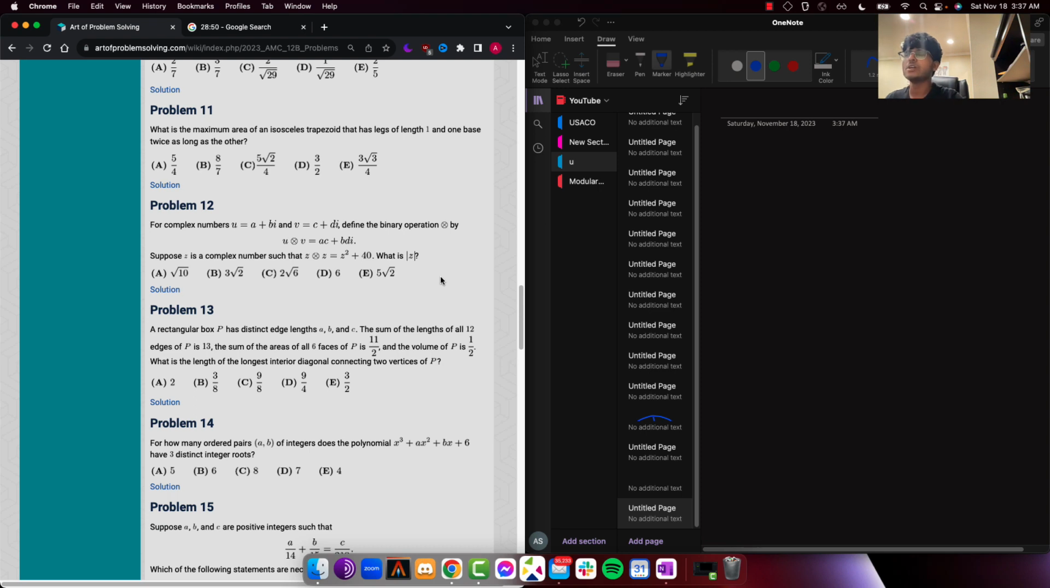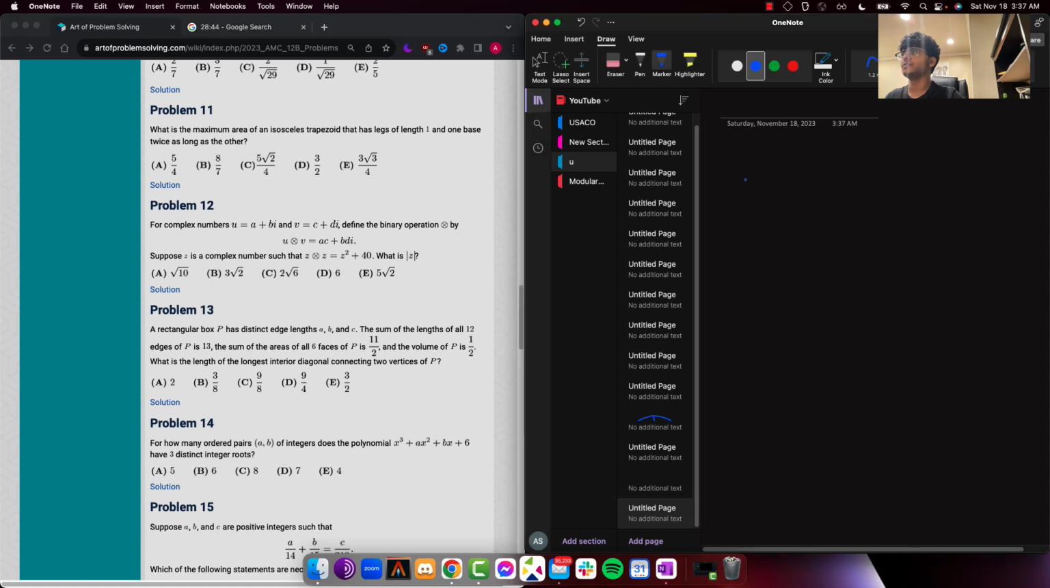Number 12. Define the binary operation. Okay, z is a complex number. We're going to make z a plus bi. So z x z would just be a squared plus b squared i. And this is problem 12 also. a squared plus b squared i equals z squared plus 40. So z squared is a squared minus b squared plus 2abi, from what I can remember.